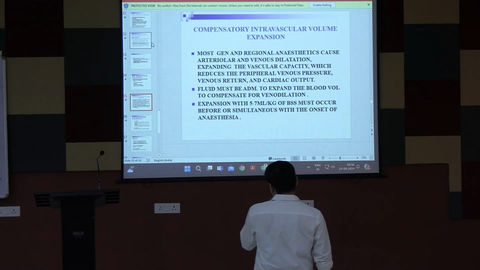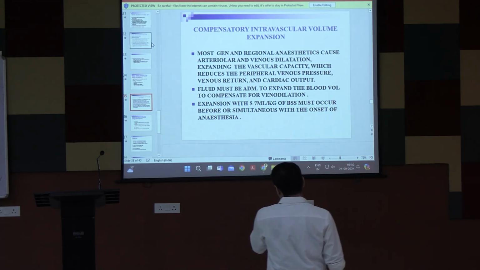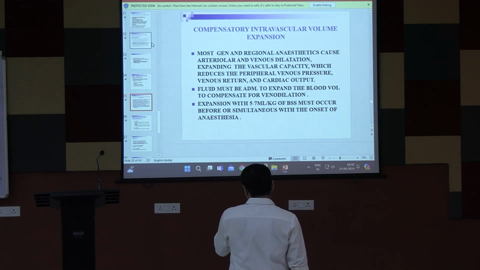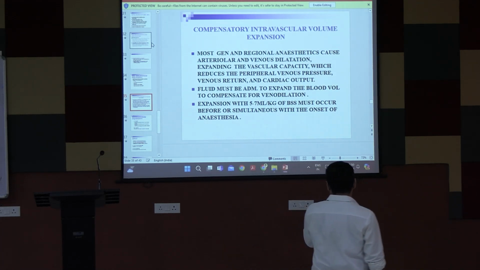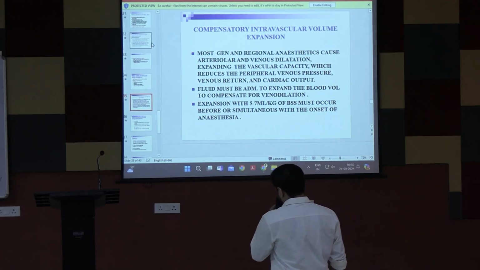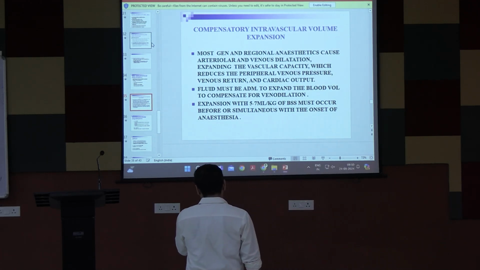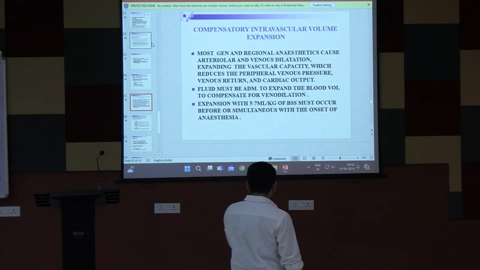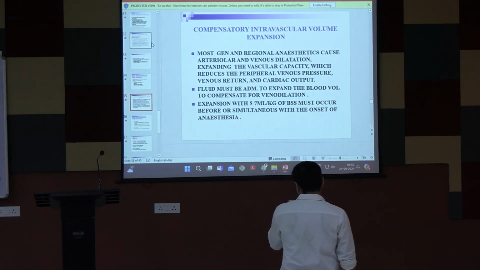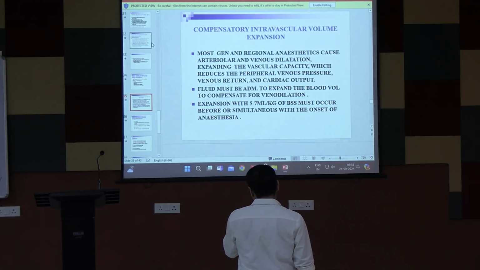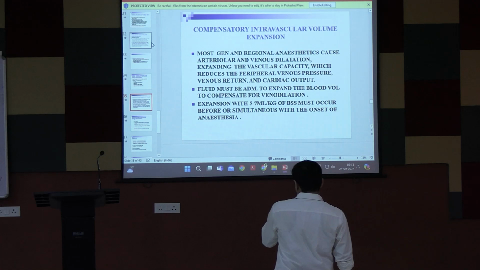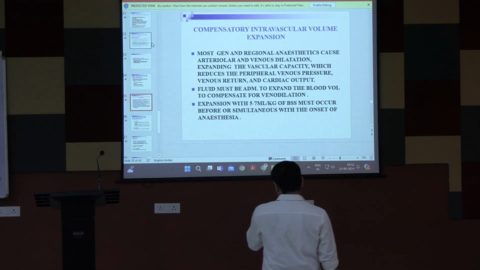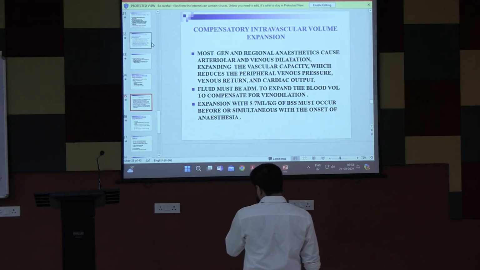Compensatory intravascular volume expansion. Most general and regional anesthetic drugs cause arteriolar and venous dilation, expanding the vascular capacity, which reduces the peripheral venous pressure, venous return and cardiac output. Fluid must be administered to expand the blood volume to compensate for venodilation. Expansion with 5 to 7 ml per kg body weight must occur before or simultaneous with the onset of anesthesia.